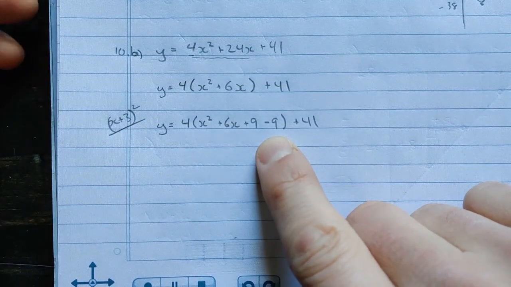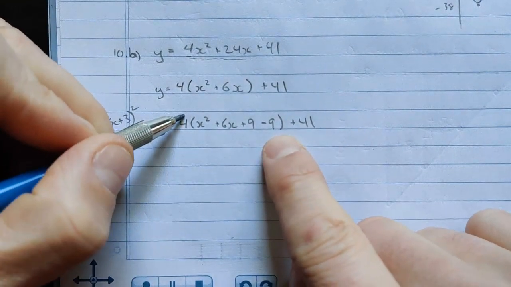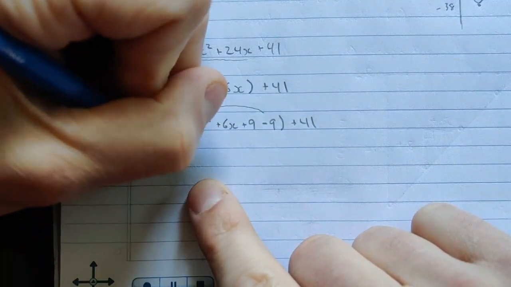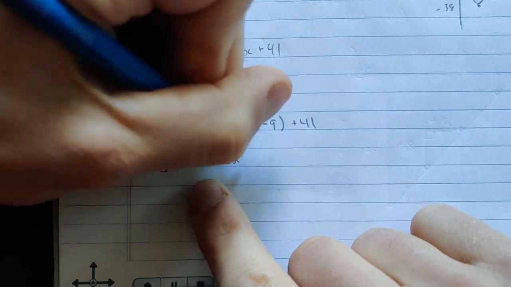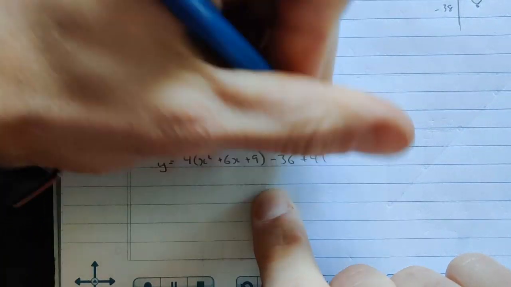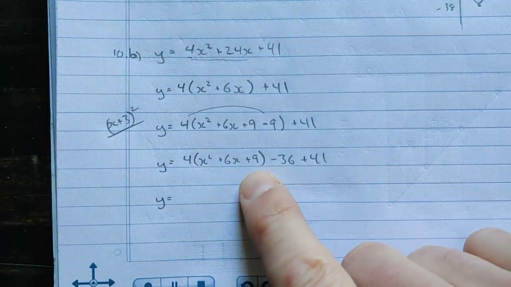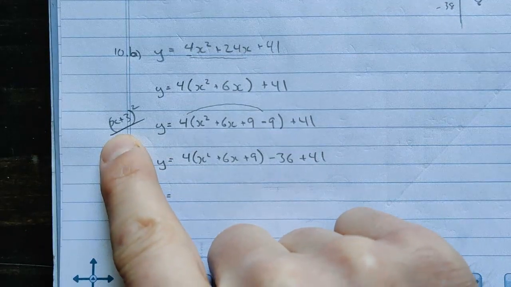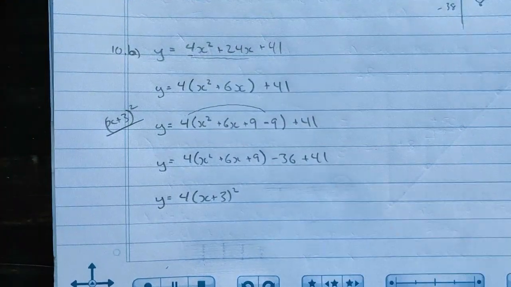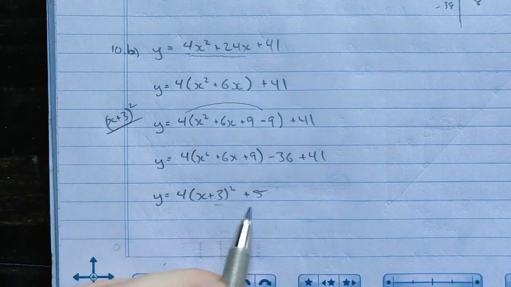So I've added and subtracted 9, and then I will multiply that 4 out front by the negative 9 to get it out of the parentheses. So we have 4x squared plus 6x plus 9 in the parentheses. 4 times negative 9 is going to give me negative 36 plus 41. And now I can simplify these two pieces. This here is a perfect square trinomial, so we simplify that down to what we created it to be, which is x plus 3 squared. And then negative 36 plus 41 is going to leave me with 5. And so I have a vertex at negative 3, 5.